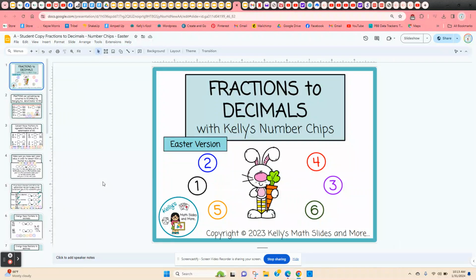Fractions to decimals using number chips. This is the Easter version. This is a lot of fun for the students. They can move these number chips around their screen in order to convert fractions to decimals.